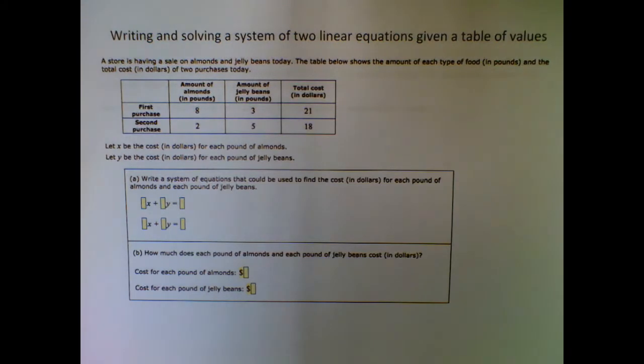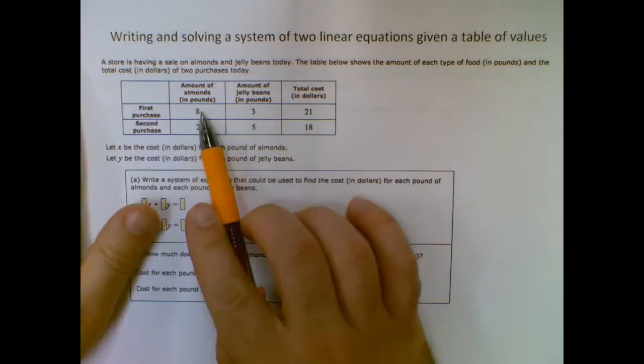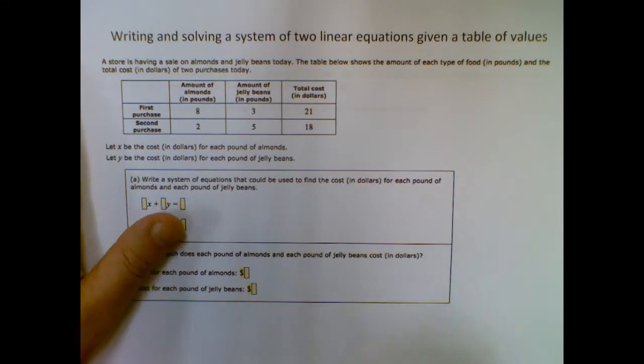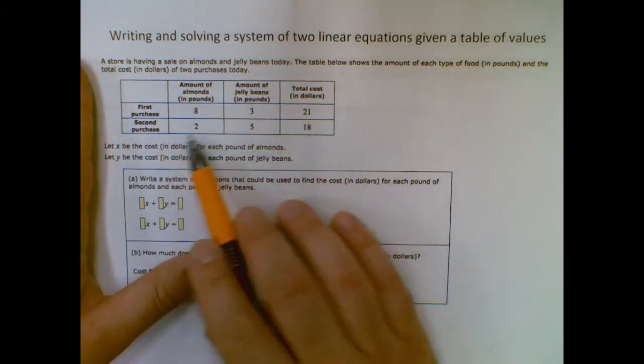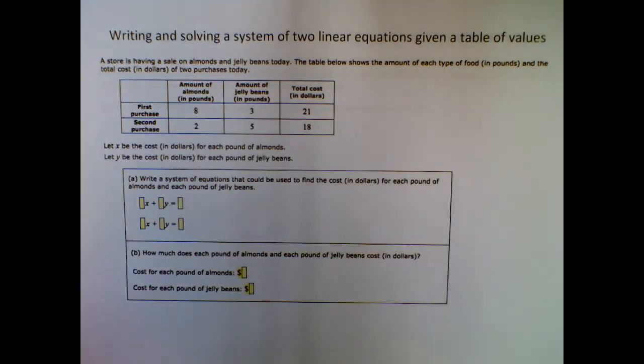So, in this one, we have a store that's selling almonds and jelly beans. Why not? The table below shows the amount of food of each type in pounds and the total cost of two purchases today. The first person who came in bought 8 pounds of almonds and 3 pounds of jelly beans, and it cost them $21, which is rather darn reasonable, I think. And the second one bought 2 pounds of almonds and 5 pounds of jelly beans for $18.